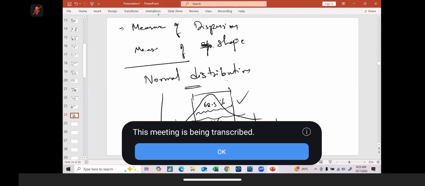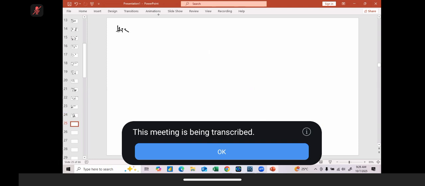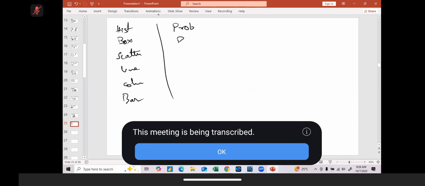After this, we'll discuss histogram, box plot, scatter plot, line, column, bar chart, all of these things. After this, we'll go to probability. After this, Bayes theorem. After this, central limit theorem. In probability itself, we'll see Venn diagrams and some examples. After this, we'll go to inferential statistics.